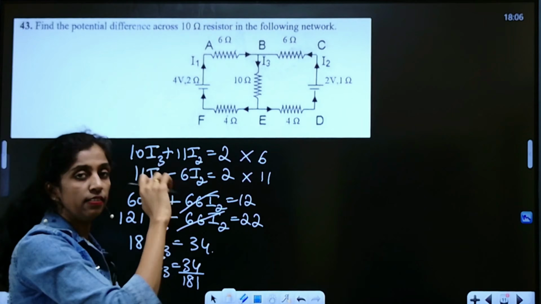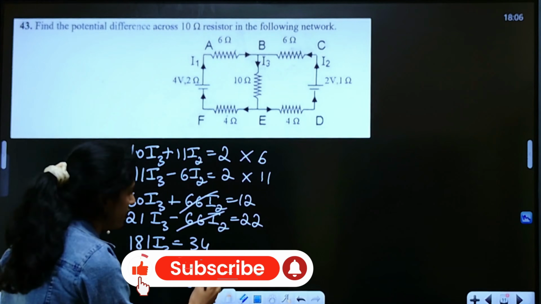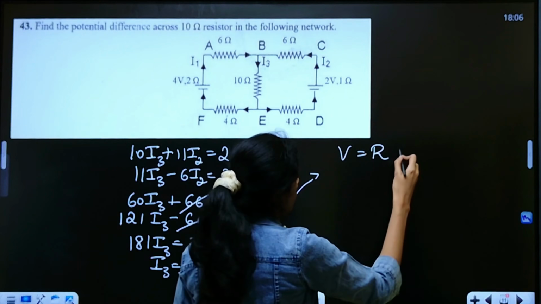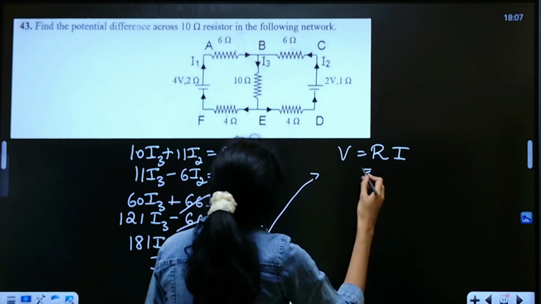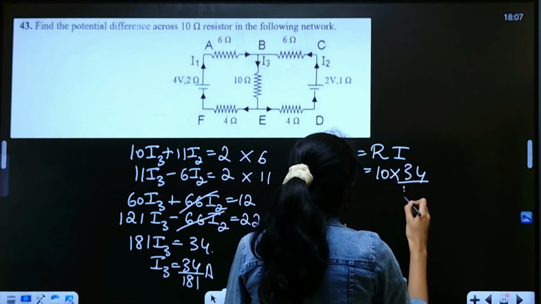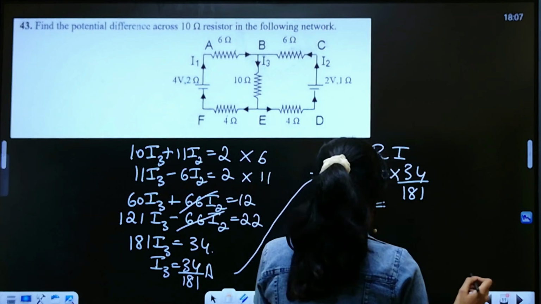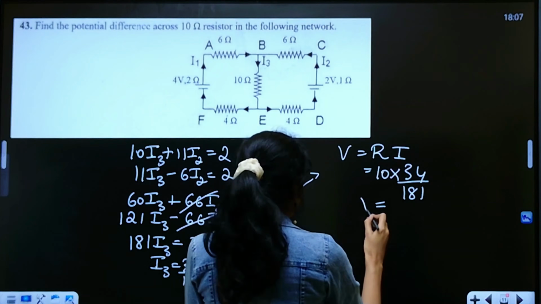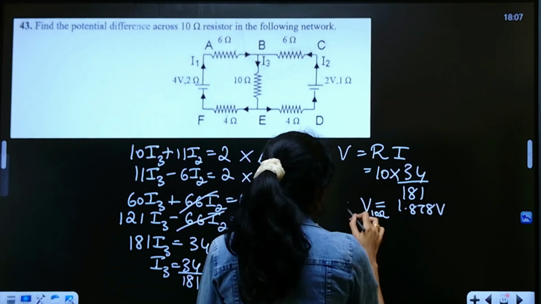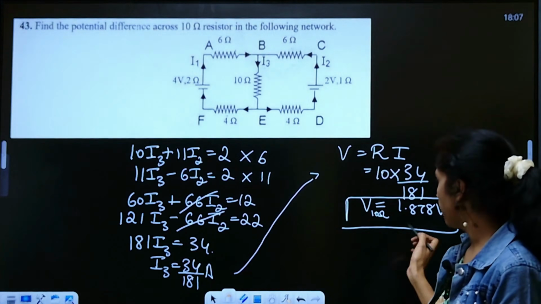So the resistance is 10 ohm. For current, I found I3 to be 34 by 181 ampere. Now directly you can substitute in the equation V equals Ri, where the resistance value is 10 ohm, and the current value is 34 by 181. So how much will you get? The voltage across 10 ohm will be 1.878 volt. That's it. You should be getting 1.87 volt. So this completes the answer.